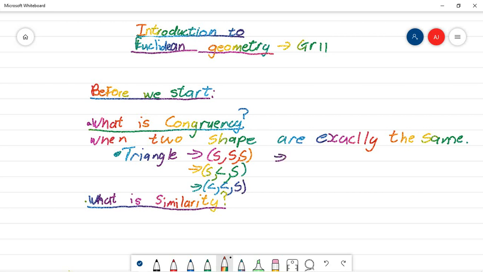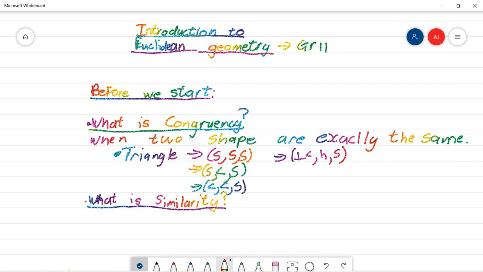And then lastly, there's one especially for right angle triangles, which is perpendicular angle, hypotenuse, and side. Okay, so this is especially for that. Now, this is especially useful when we start to prove Euclidean geometry, and then in a test you can use this as well as a handy tool.